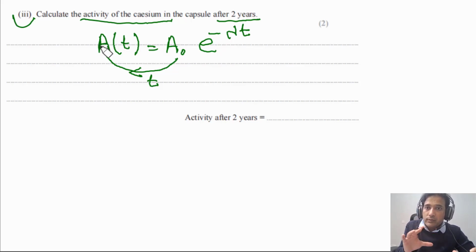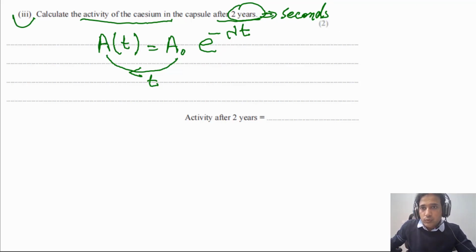Now we have all the values, simply you need to plug in and you can find the final answer. But you have to be careful. This time you have to convert into seconds. That's the point simply you need to do. Now let's go through the answer. Now nothing else to discuss here.